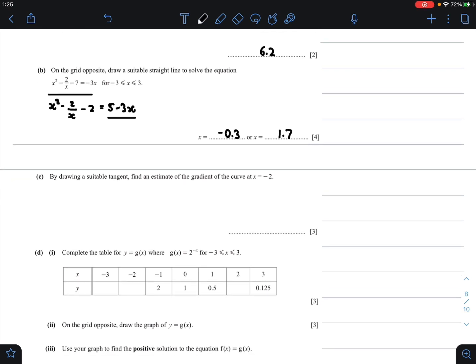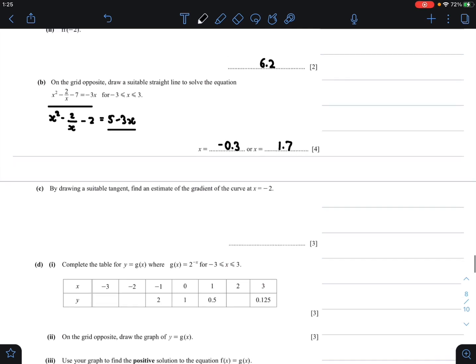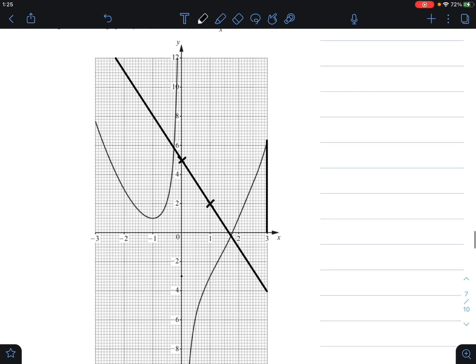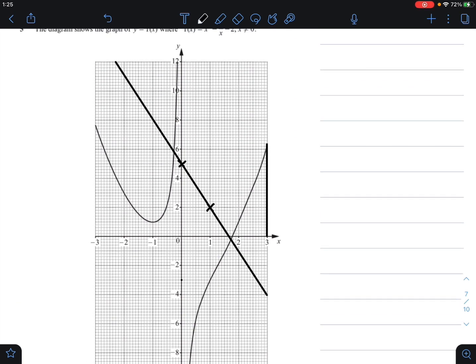So for part C, they are asking us, by drawing a suitable tangent, find an estimate of the gradient of the curve at x equals -2. Now firstly, you will draw a tangent at the point x equals -2. That would be right here.